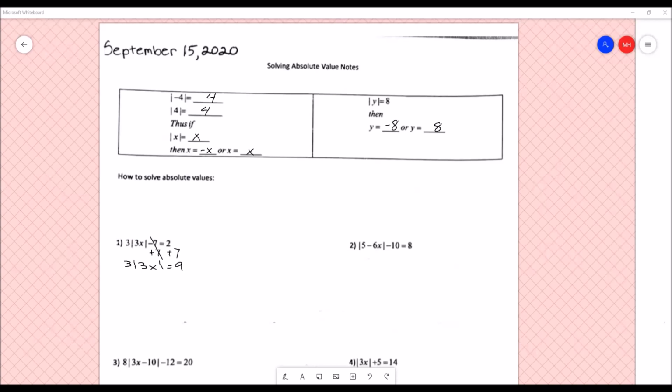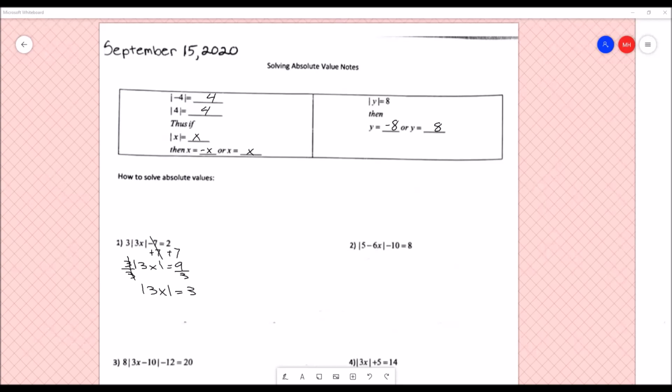We'll keep going. The next thing I would do is divide by 3. I'm still trying to get the absolute value by itself. My 3's will divide out on the left-hand side. Left with the absolute value of 3x equals, and then 9 divided by 3 still gives me 3.